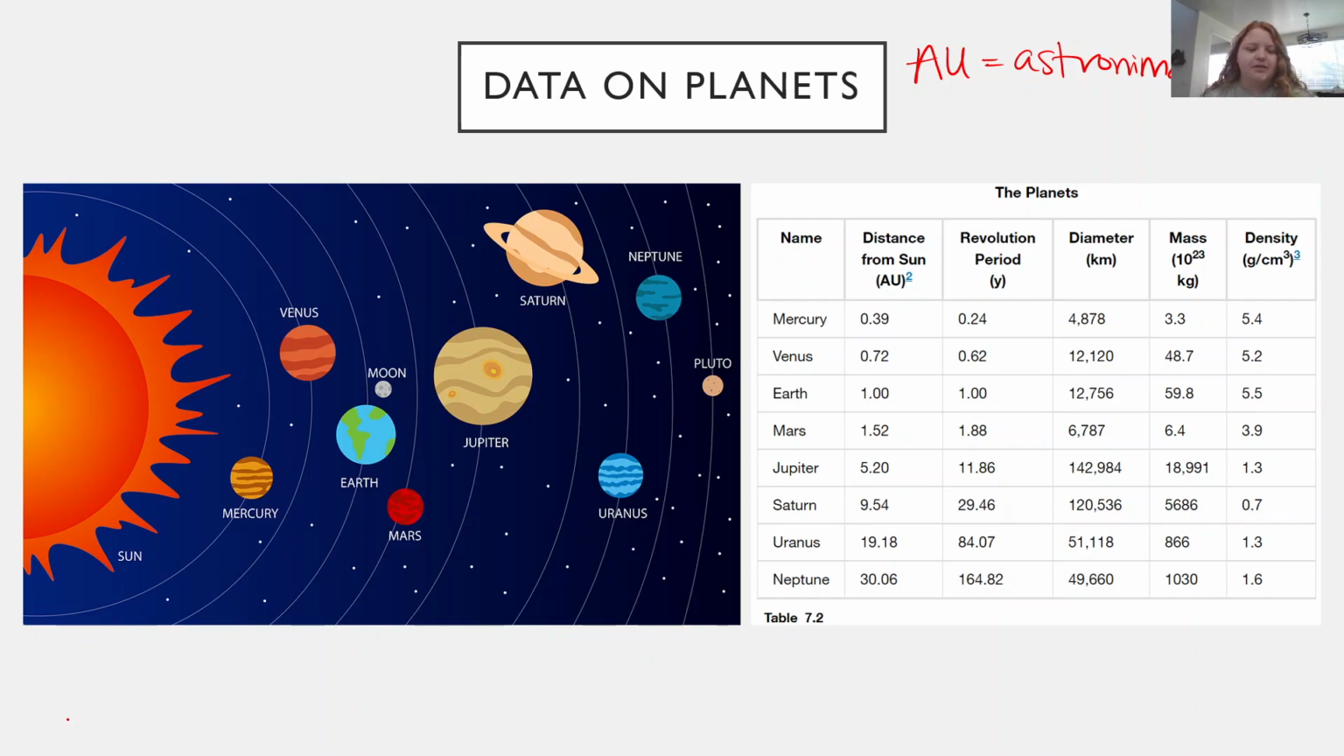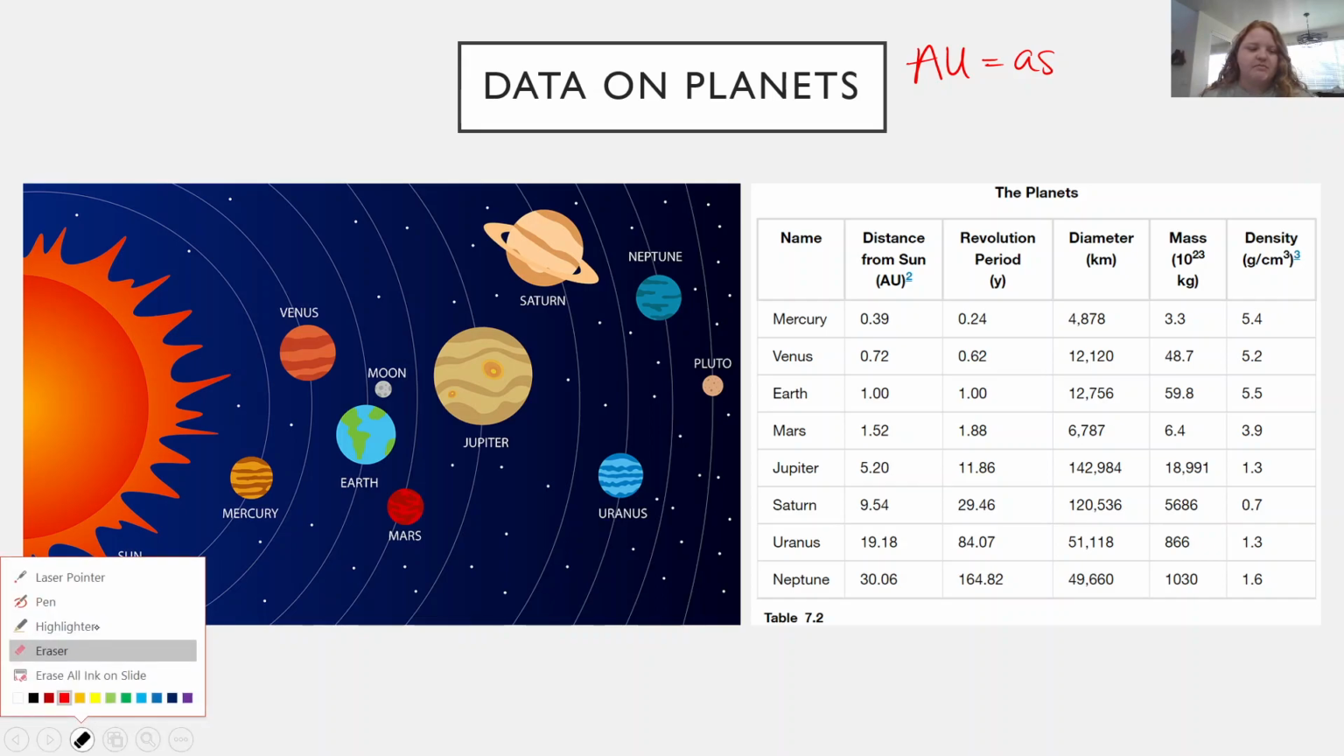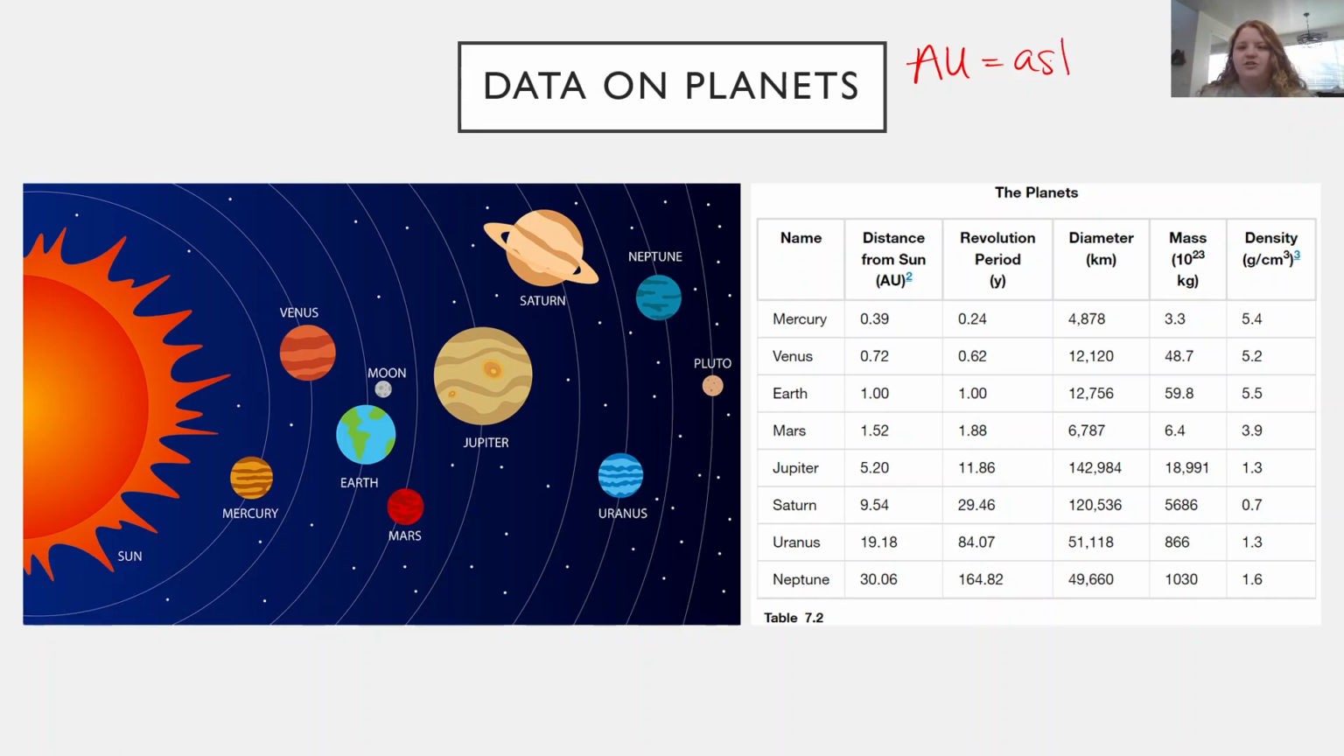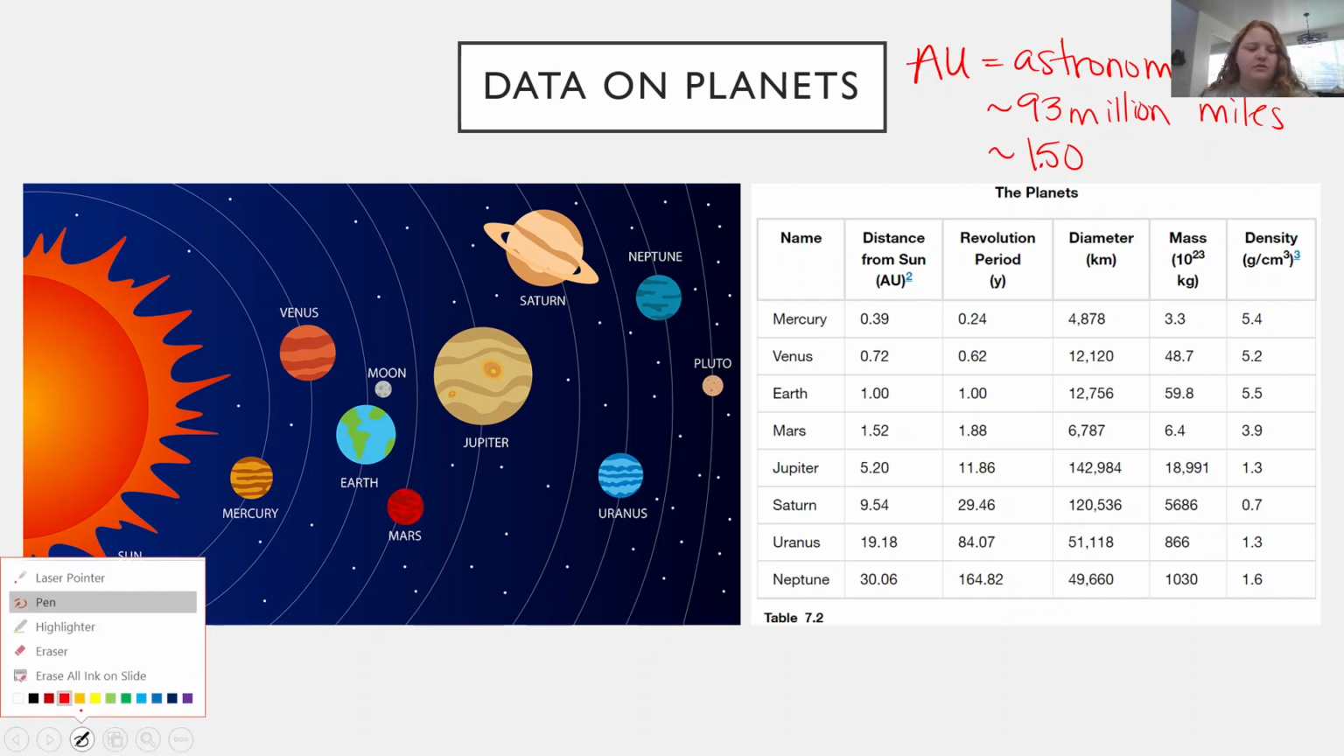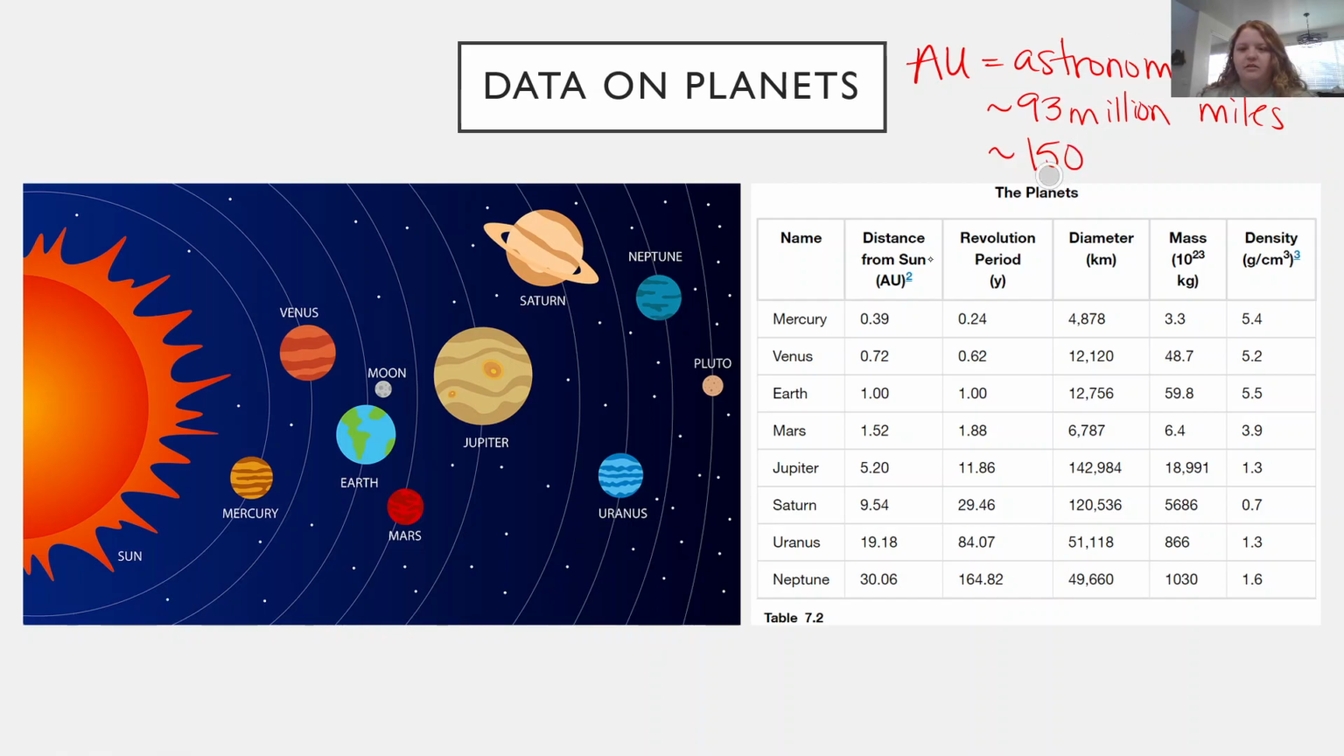Oh boy, I spelled that way wrong. Sometimes when I'm talking and I try to spell at the same time, it does not work well. Astronomical, there we go, unit, which is about 93 million miles, or about 150 million kilometers, I believe.